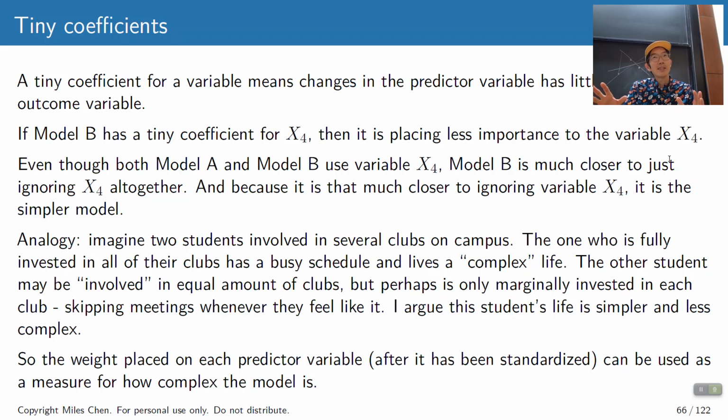Because the amount of weight and importance that they're putting on all of these different things is just a lot less, okay? And so similarly, we can actually treat the size of the coefficient itself as a measure for how important it is and how much emphasis it's putting on each of these variables. And if it's putting less emphasis on the variables, we're going to say it's less complicated with respect to that variable, okay? So the weight placed on each of these variables can actually be used as a measure for how complex the model is.